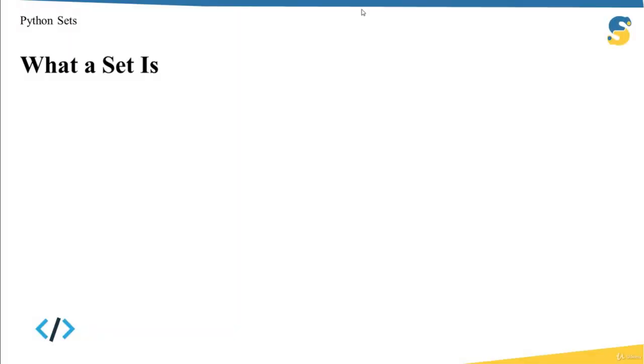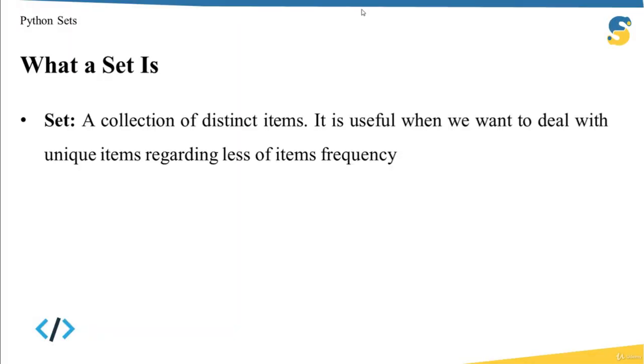Let's start by defining what a set is. Set is a collection of distinct items. It's useful when we want to deal with unique items regardless of items' frequency. From this definition, we can understand that no one item can be repeated inside a set. And you have to know that set mainly cares about items' availability or existence, not about items' frequency.